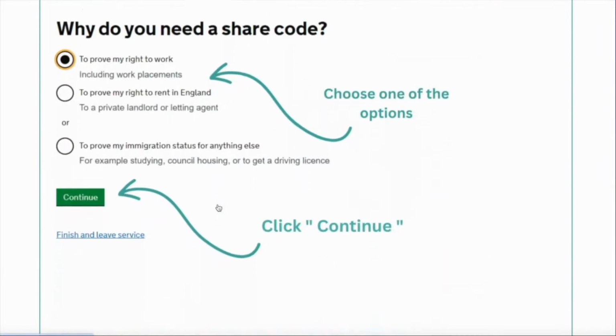Now, this is the important part for a mortgage. It's going to say, why do you need a share code? Do you need it to prove the right to work, including placements? That's not what I need as a mortgage broker. To prove the right to rent, I also don't need that.